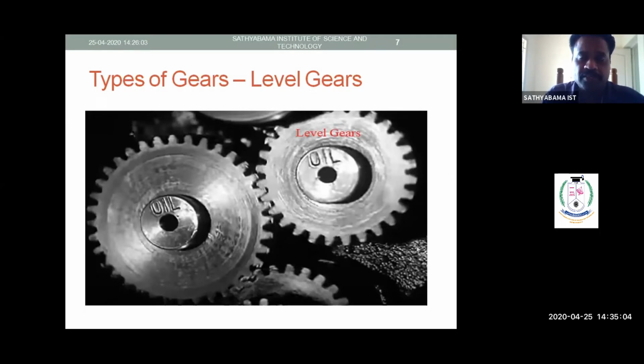Level gears. What does level gears indicate? If both gears are of equal size, same material, number of teeth, module, everything is the same, we can give them a name: level gears. Both gears are symmetrical, they are called level gears.